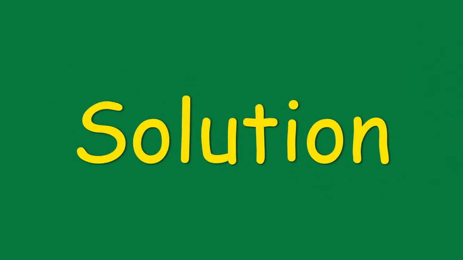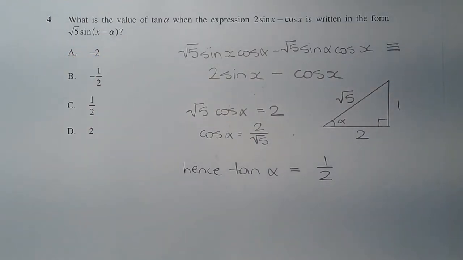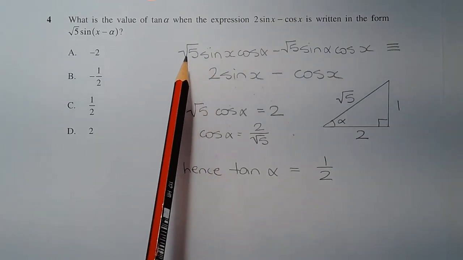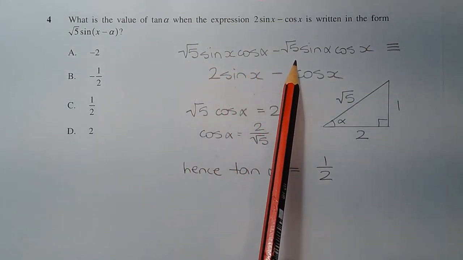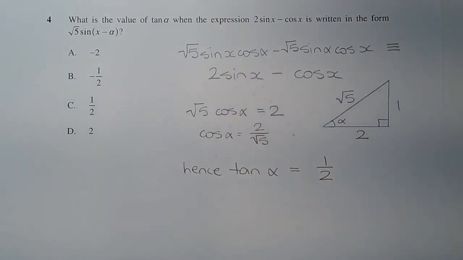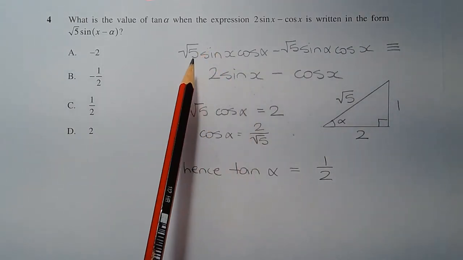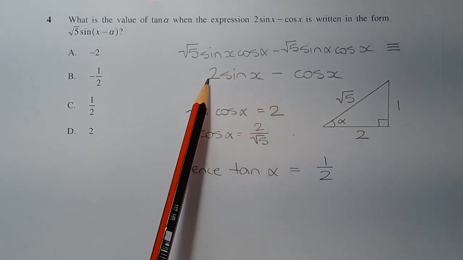Question 4. What is the value of tan alpha when the expression 2 sine x minus cos x is written in the form square root of 5 multiplied by sine of x minus alpha? By expanding root 5 sine of x minus alpha using a compound angle expansion, we can write the identity root 5 sine x cos alpha minus root 5 sine alpha cos x is identical to 2 sine x minus cos x. Next, we'll equate the coefficients of sine x on the left-hand side and the right-hand side of the identity. So root 5 cos alpha must equal 2.